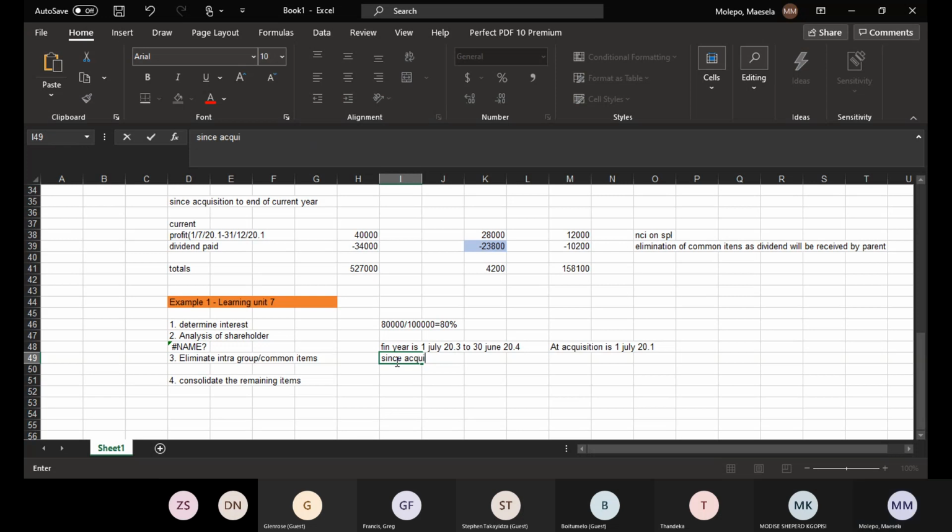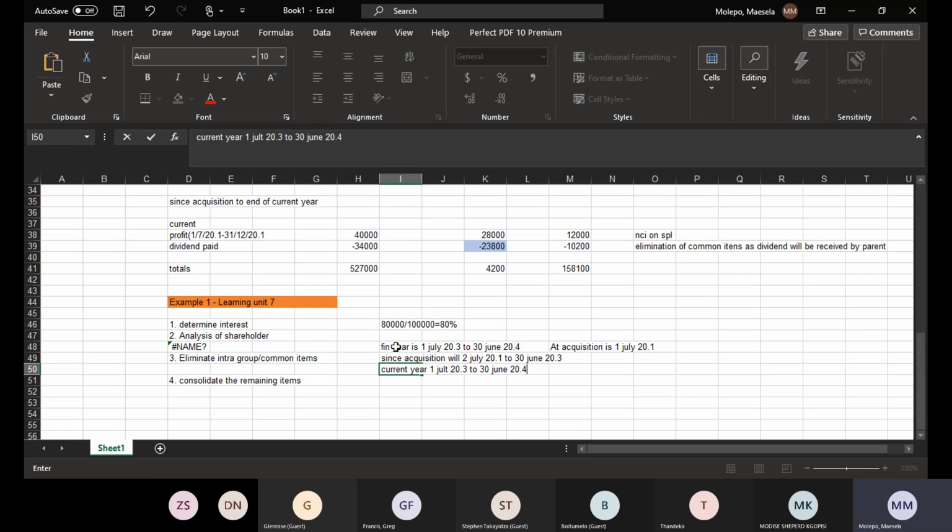since acquisition will be 2 July 2001 to 30 June 2003, and then the current year. Or the since acquisition to the beginning of the current year, and then the current year will be 1 July 2003 to 30 June 2004.